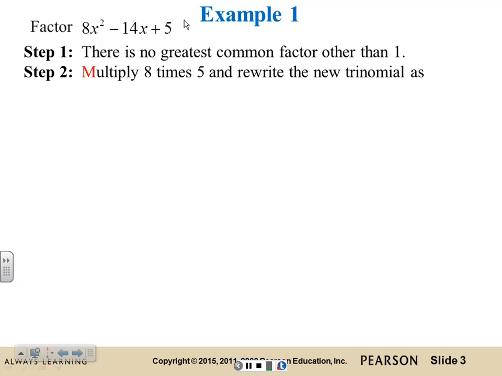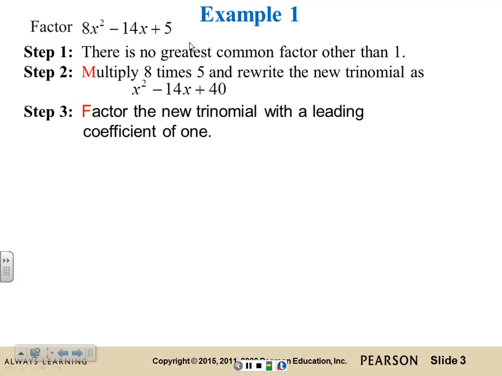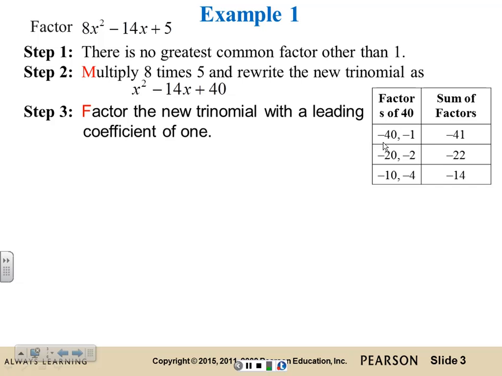Then we're going to multiply 8 times 5, and rewrite the new trinomial as x squared minus 14x plus 40. Notice we took the 8 and multiplied it times 5, and we got the 40, and notice our leading coefficient is now 1. The negative 14x stayed the same. Then we're going to factor this new trinomial where the leading coefficient is 1. And remember, we're going to think: what can we multiply together to get 40, but add together to get negative 14? That's going to be negative 10 and negative 4.